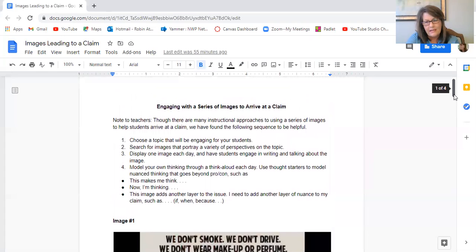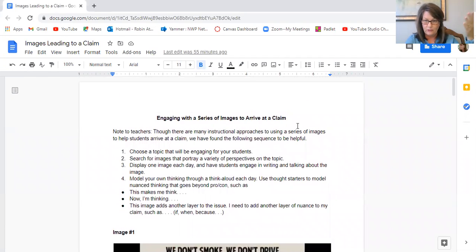And so at the top of this document, which you have a copy of, this is just a suggested sequence that I sometimes use with groups of students to help them use a series of images to arrive at a claim. But feel free to modify and adapt this in response to your students' needs. So what I typically do is choose a topic that I think will be very engaging for students, and then I search for images that portray a variety of perspectives on that topic.